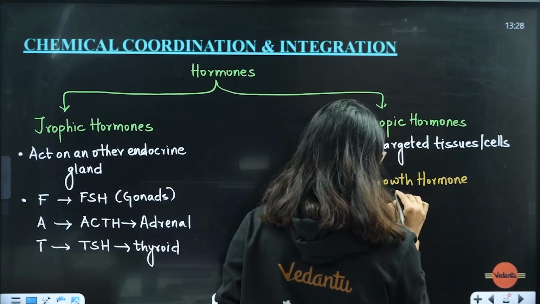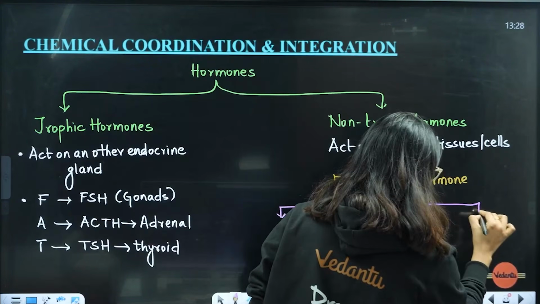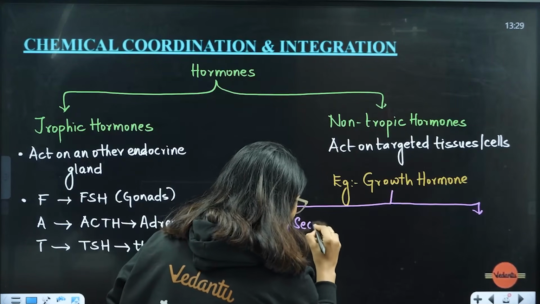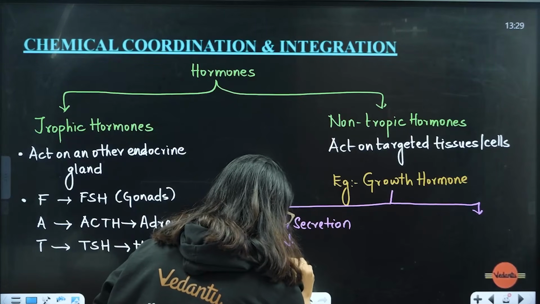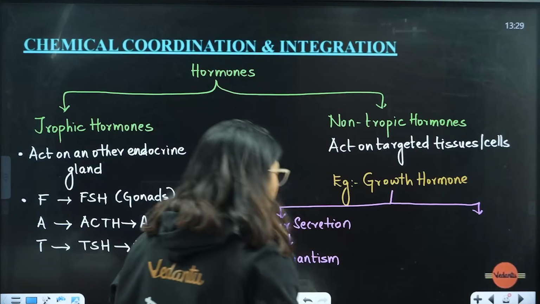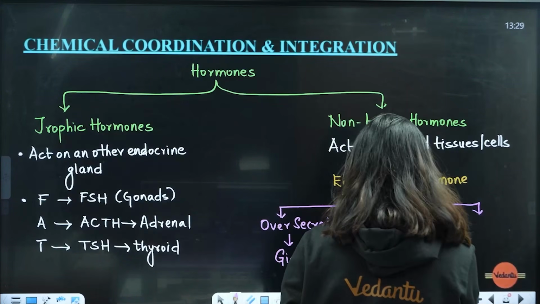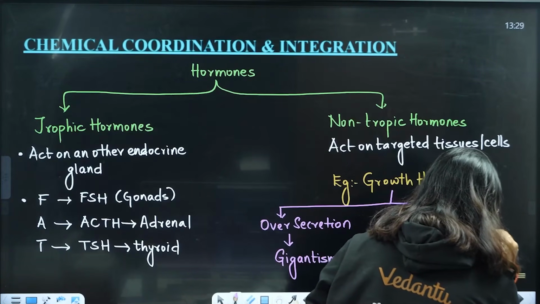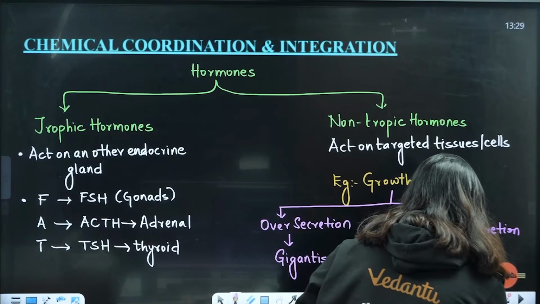Under growth hormone, we will write oversecretion and hyposecretion. If secretion is over, like more secretion is there, it will lead to what, ma'am? It will lead to gigantism. Oversecretion will lead to gigantism. Hyposecretion or undersecretion will lead to what? Dwarfism.